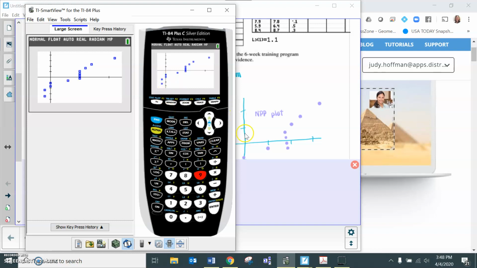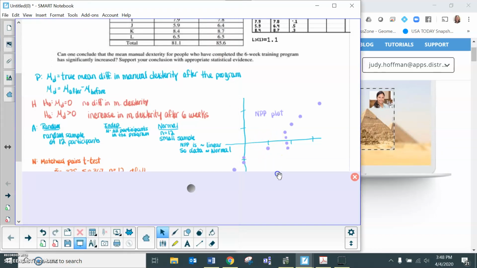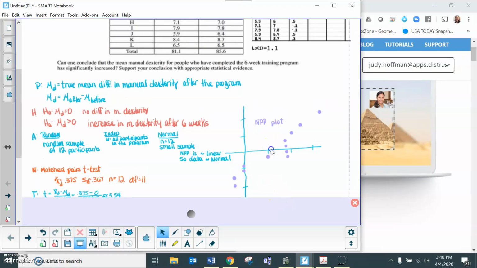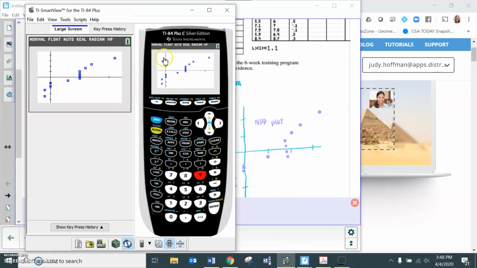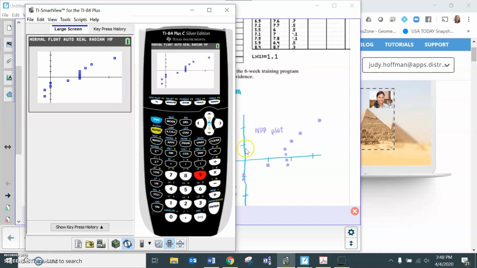first time. So what I did was I copied that NPP plot as carefully as I could, right from my calculator. Notice I've got the axes. The y-axis is z-scores for an NPP, and the x-axis is your data.